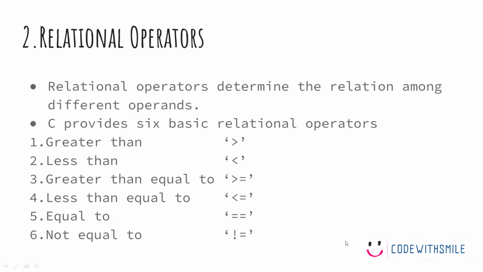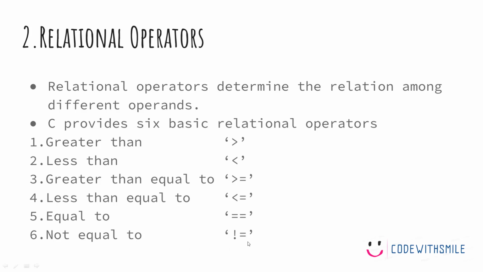So let's continue. Second is relational operators. Relational operators determine the relation among different operands. That is, if an operand is greater than, less than, or equal to the other. C provides us 6 basic relational operators. There are greater than, less than, greater than equal to, less than equal to, equal to, or not equal to. Guys, we all are familiar with all these 4 symbols. But if we want to check that an operand is equal to the other, we write equal to symbol 2 times. And if we want to check that an operand is not equal to the other, we write this symbol.